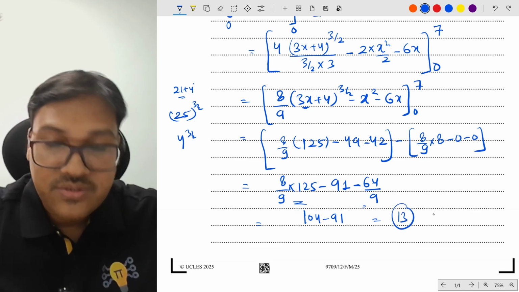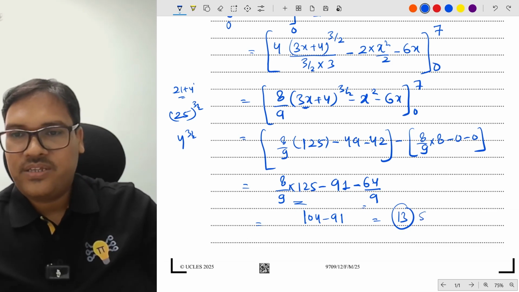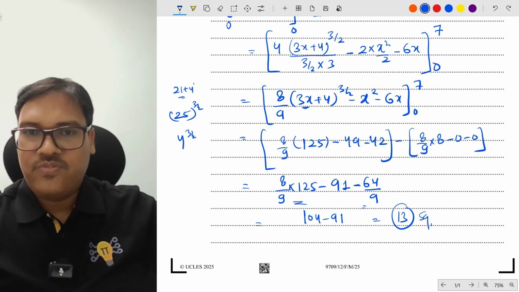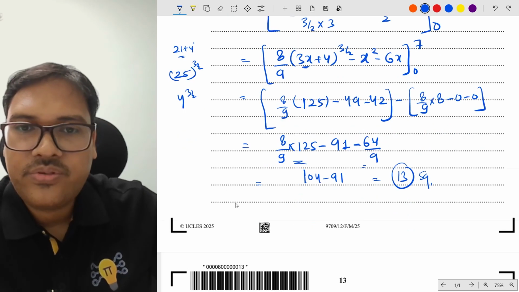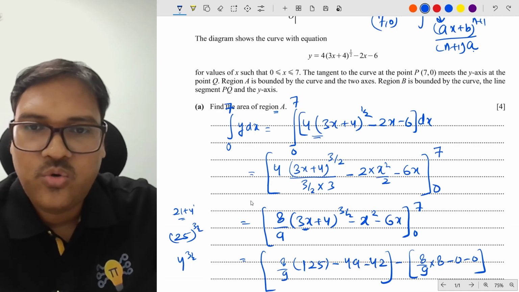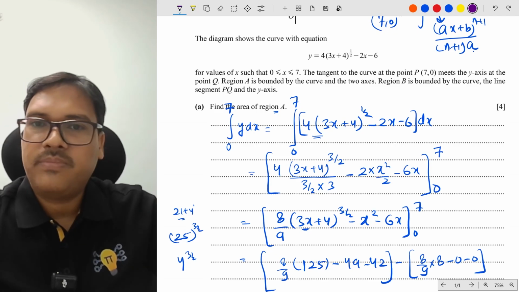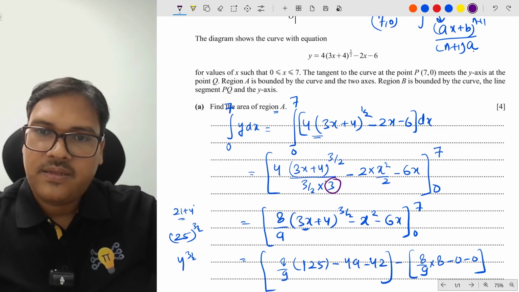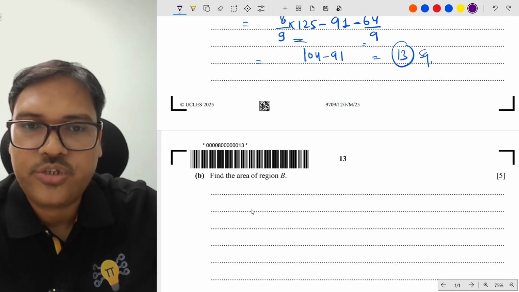So what is the answer? Let's see. This is 13. That is the correct answer. So you can see the values are very good values. So this is 13. I hope this is clear. This is the easy part. You have to just integrate and put the values. Okay. This is the critical point where many students make the mistake. You have to divide by 3. Okay. So this is the first part.